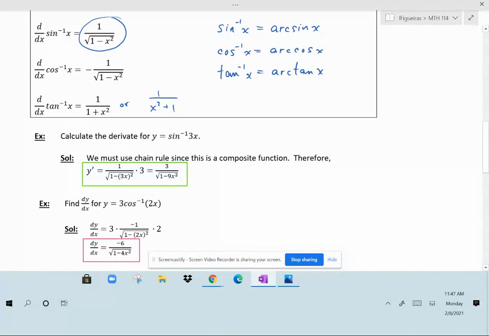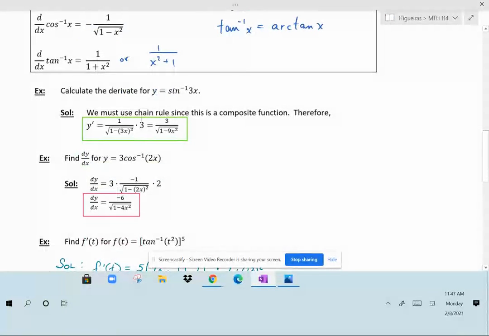Okay, now we do the next one, which also requires us to use chain rule. This is 3 times the cosine inverse of 2x. So I'm going to be using this formula above, and then that derivative is going to get multiplied by 3. So the derivative of the outside function is negative 1 over the square root of 1 minus 2x to the second power, times the derivative of the inside, which is 2.